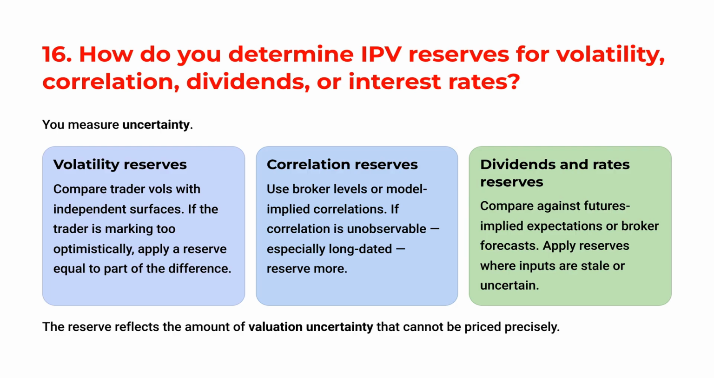For correlation, use broker levels or model implied correlations. If correlation is unobservable, especially long-dated, reserve more. For dividends and interest rates, compare against futures implied expectations or broker forecasts. Apply reserves where inputs are stale or uncertain. The reserve reflects the amount of valuation uncertainty that cannot be priced precisely.